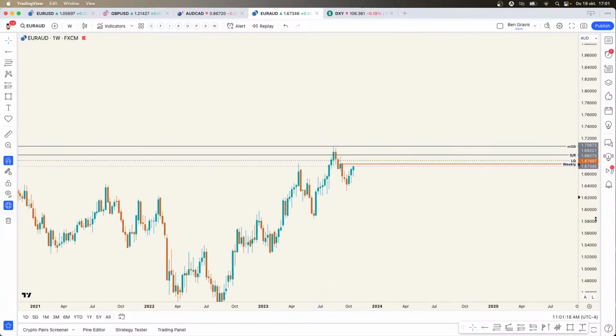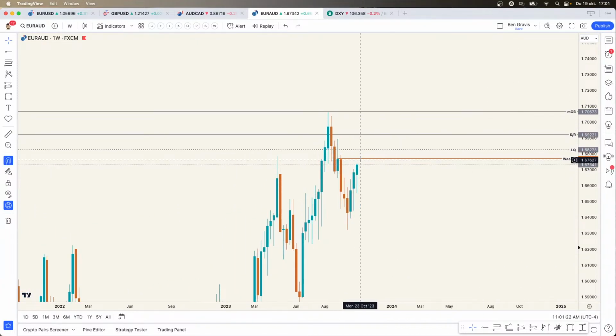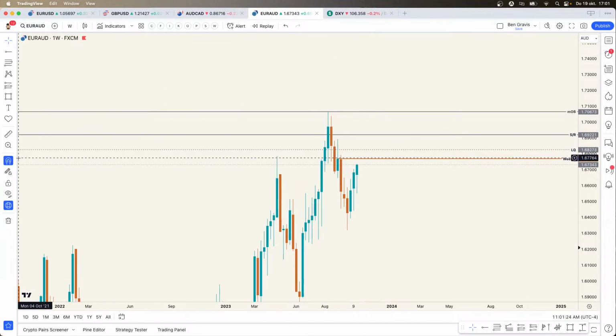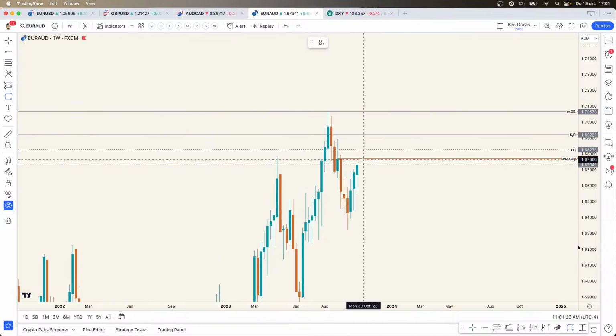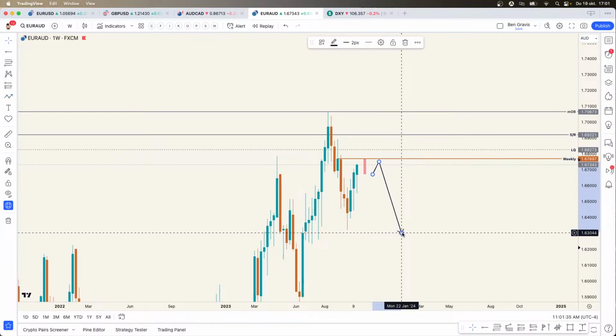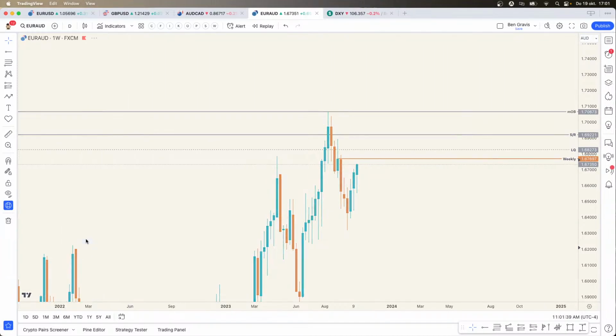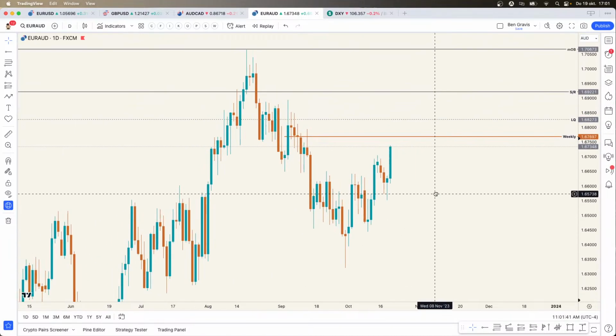So I will be looking for the market to hit this weekly level and then see if we have next week a red candle. If so, I will look for the right shoulder here and then the move down. On the lower time frames, you might want to scalp, but I'm looking for swing trades right now.